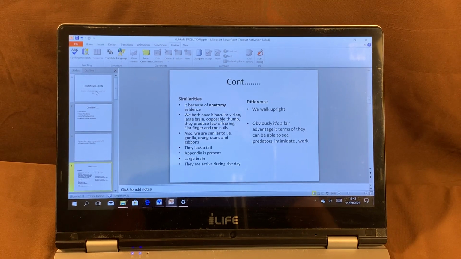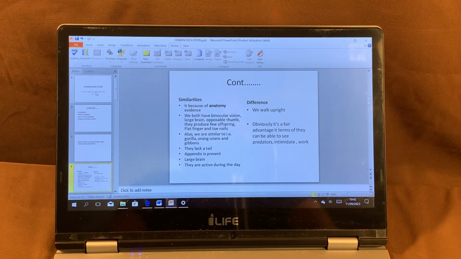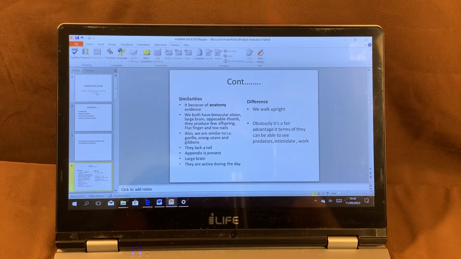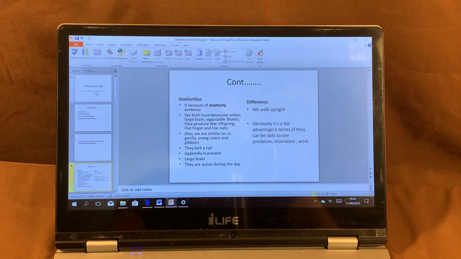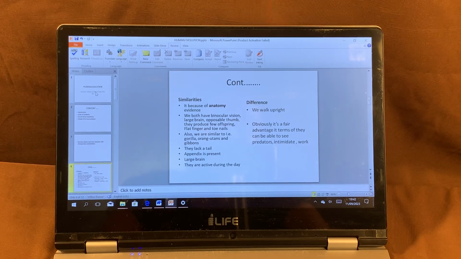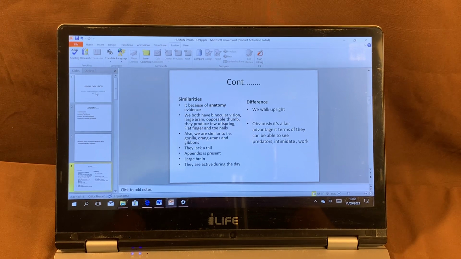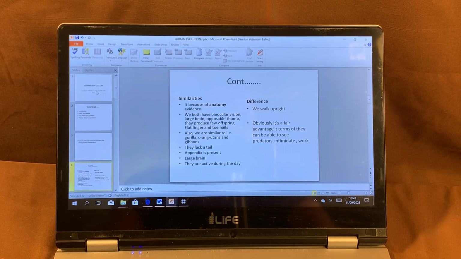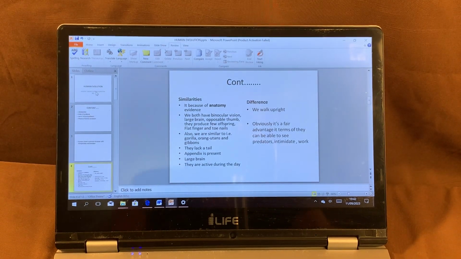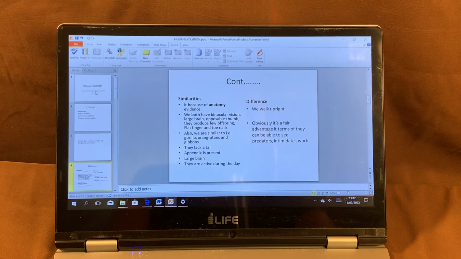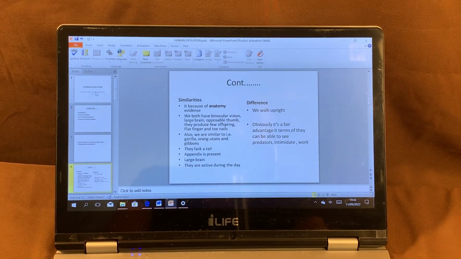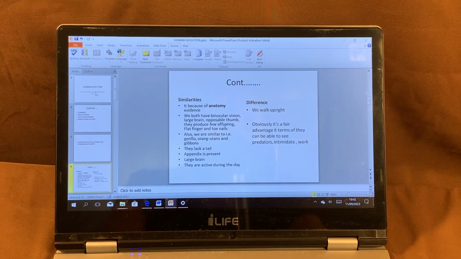In other terms, you can just say these people might come from the same mom, but at some point, with you and your sister, probably one is lighter than you and the other is darker than you. The same way it happens here, we also have our differences, okay? We walk upright, and there's no way we can walk on 4 legs or 4 hands. When we walk upright, we have a fair advantage in that we can see predators, we can intimidate predators, and we can walk, right?